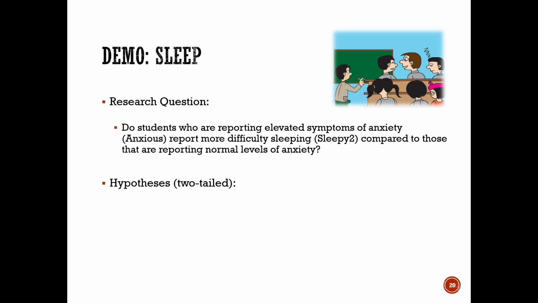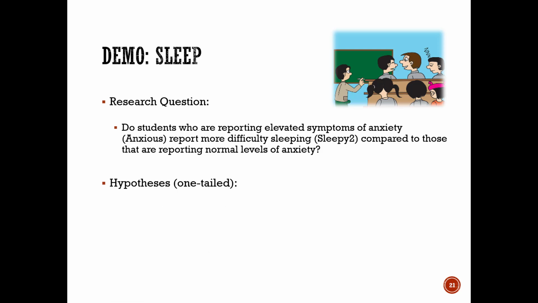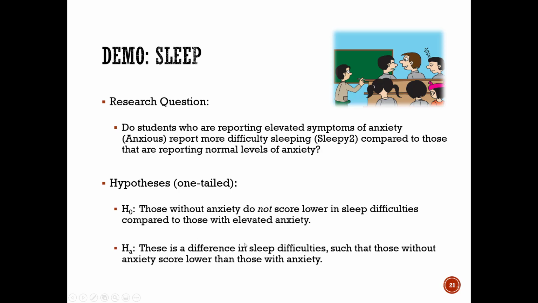Converting that into hypotheses, here is an example of a two-tailed hypothesis, where you're just saying there is a difference between those 2 groups on sleep difficulties versus not, which is a null hypothesis. Now we're going to test a one-tailed hypothesis that says that there's a difference in sleep difficulties, so that those without anxiety score lower than those with anxiety. And so those with anxiety score higher.